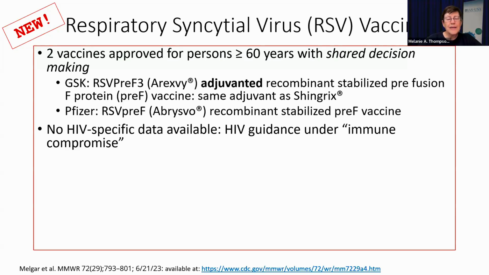They're similar in that they're both based on a recombinant pre-fusion protein. But the GSK vaccine has an adjuvant, which is actually the same adjuvant that they use in their Shingrix vaccine. Now, we don't have any HIV-specific data on these vaccines either, but we do have some guidance under immune compromise.